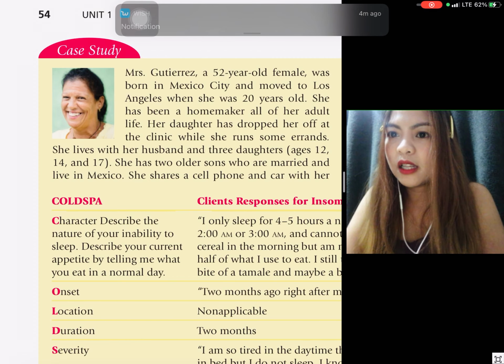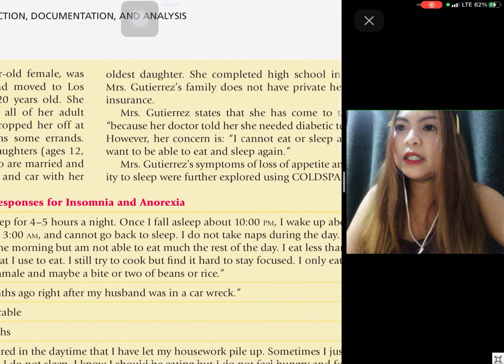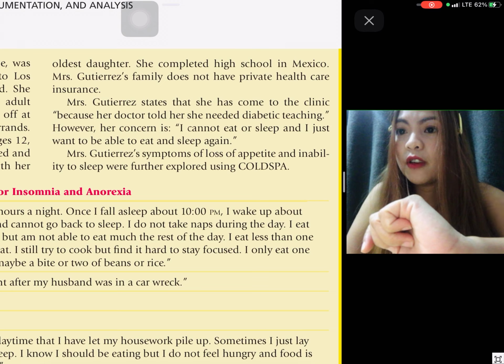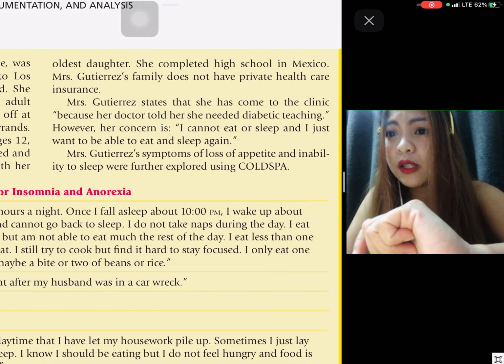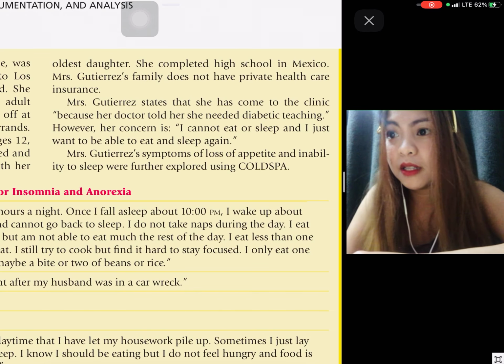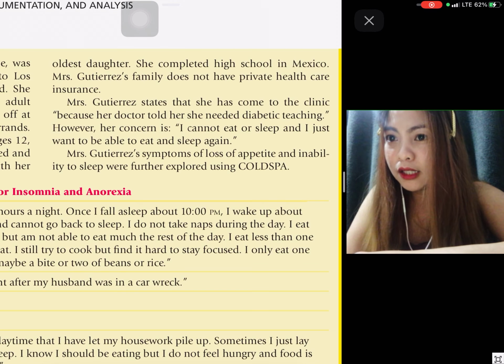Mrs. Gutierrez's family does not have private health care insurance. Mrs. Gutierrez states that she has to come to the clinic because her doctor told her she needed diabetic teaching. However, her concern is, "I cannot eat or sleep and I just want to be able to eat and sleep again." Mrs. Gutierrez's symptoms of lost appetite and ability to sleep were further explored using COLDSPA.